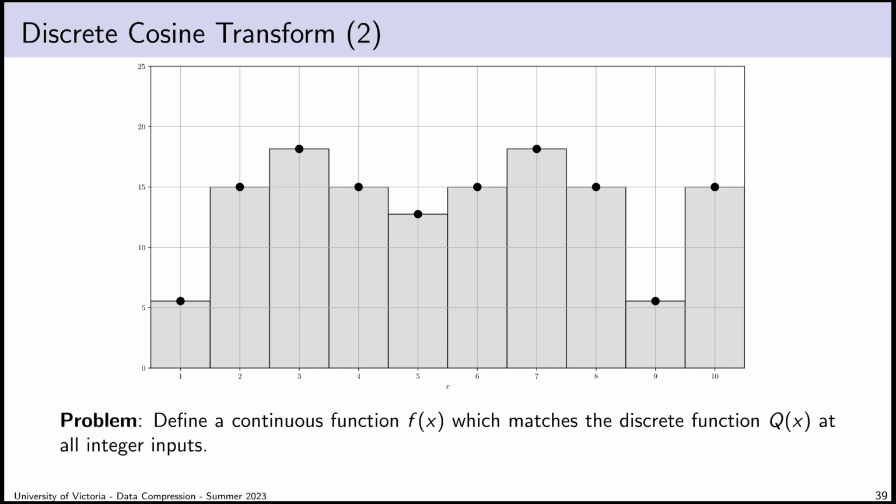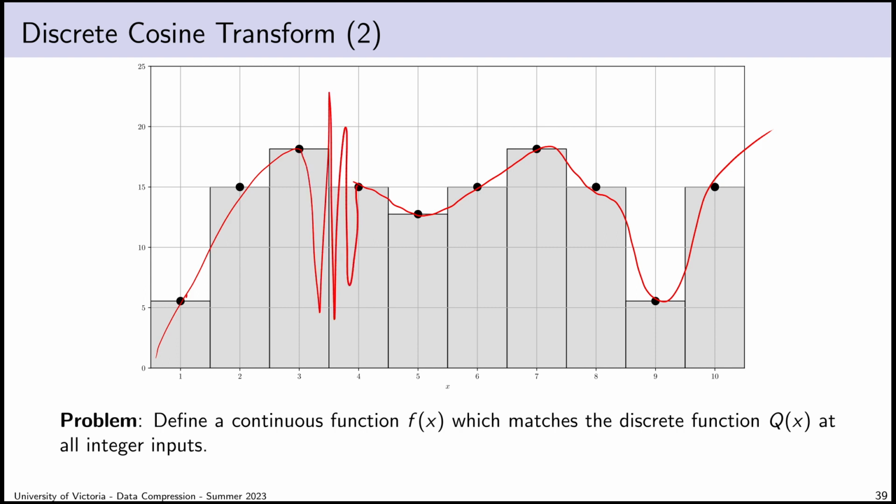I'm actually going to try and perform that transformation by defining a continuous function that interpolates Q. In other words, I've got a discrete function, and what I want is a nice continuous function that matches up to Q at every point where Q is defined. But to be clear, I don't care that the continuous function behaves nicely between points. As long as at each of the points where Q is defined, the curve I come up with matches Q, I don't care what it does in the meantime. This is an interpolation problem.